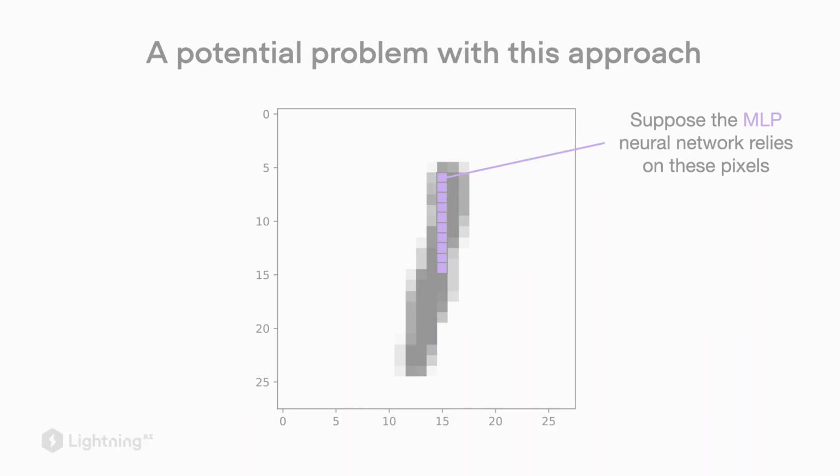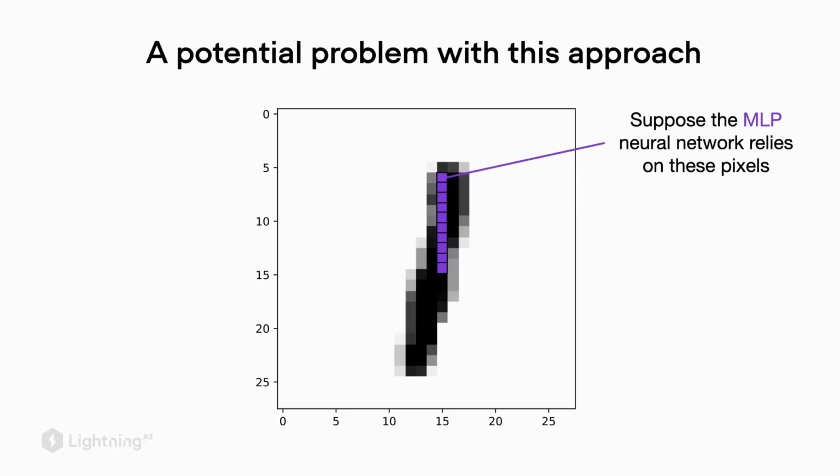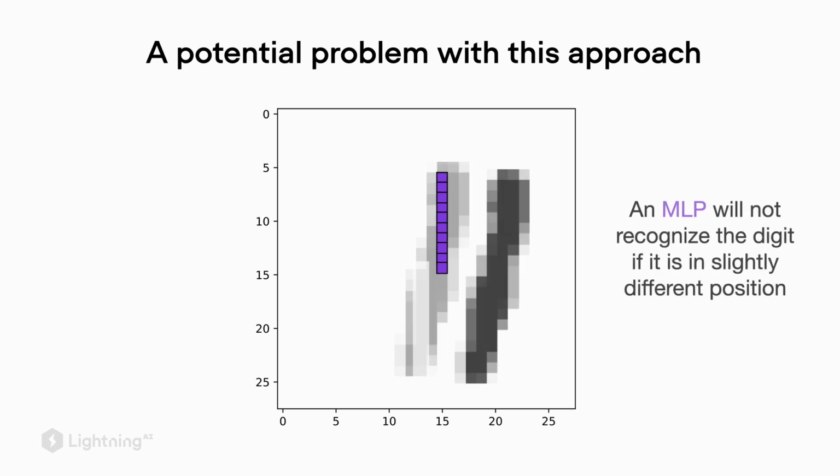So one of the reasons is that multilayer perceptrons heavily rely on certain pixel positions. So suppose, for example, we have the following example of the digit 1. And the multilayer perceptron relies on the highlighted pixels here in order to classify it as the number 1. So now consider this digit 1 that is slightly off center. In this case, the multilayer perceptron will look at the wrong place in order to classify it. And now here in the place where it looks, there are no pixel values corresponding to the digit 1. So in this case, it will not make the prediction that this is a digit 1.